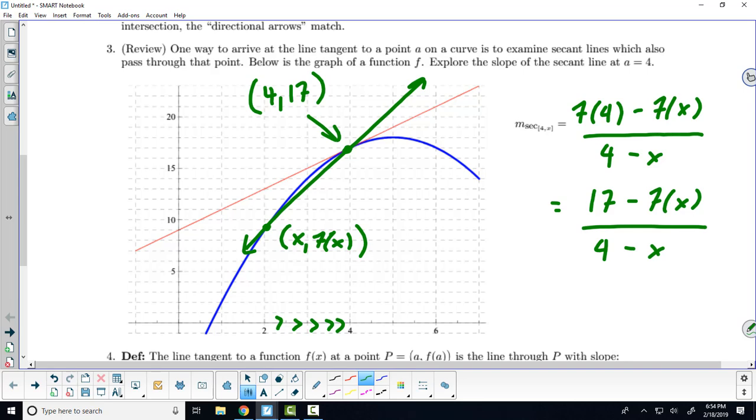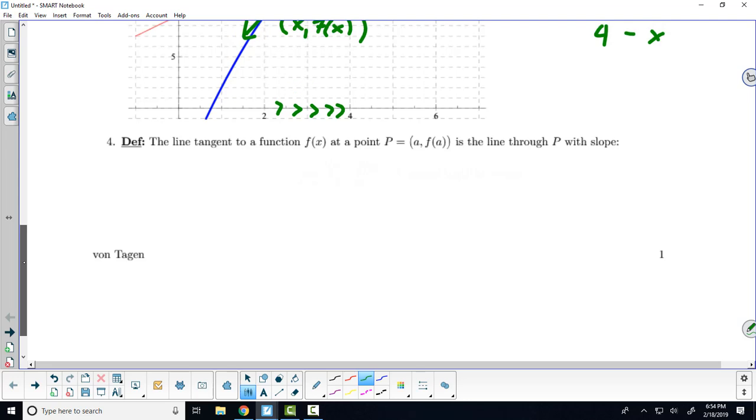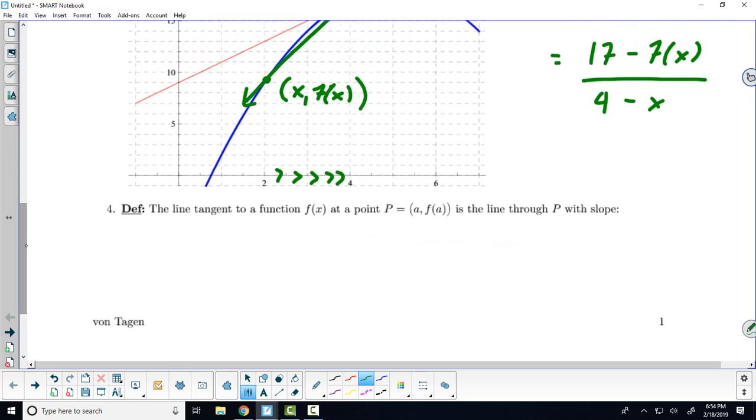Okay. Notice I can't plug in a 4 into the secant line equation. If I did, I would have f of 4 minus f of 4 all over 4 minus 4. What type of expression is that? Indeterminate form, right? So we can't actually plug in 4 into our secant line formula, but we can take the limit as x approaches 4. And that's it.